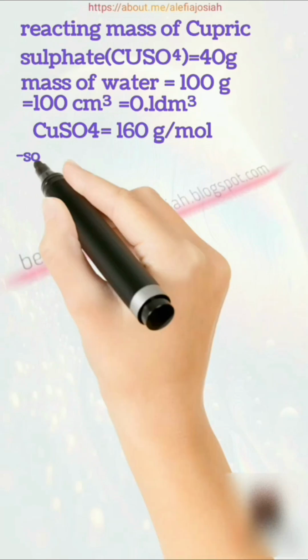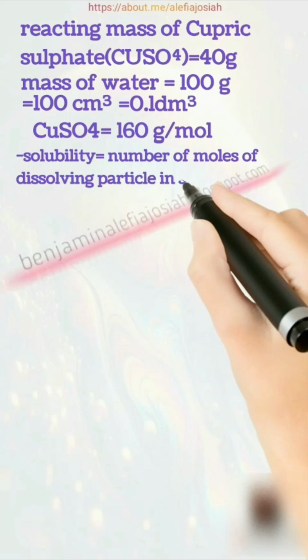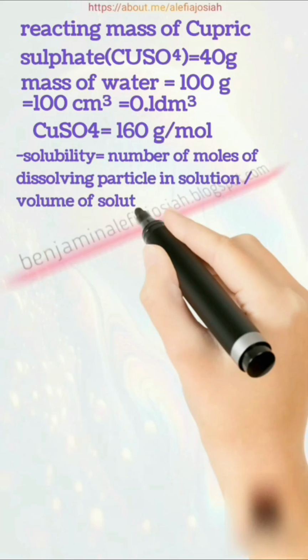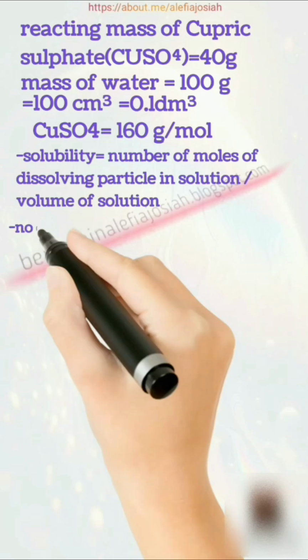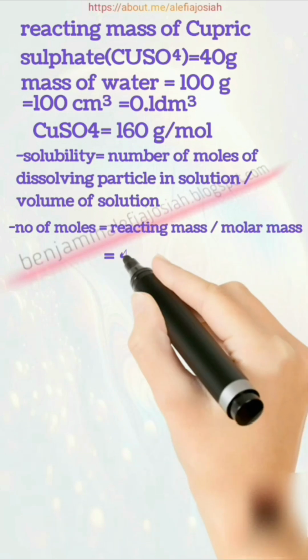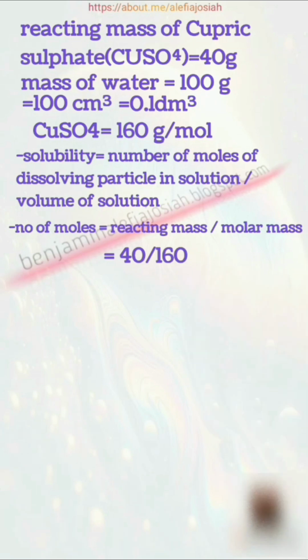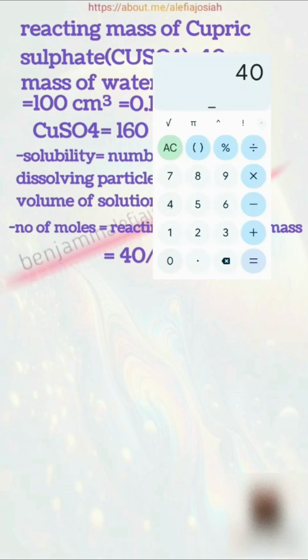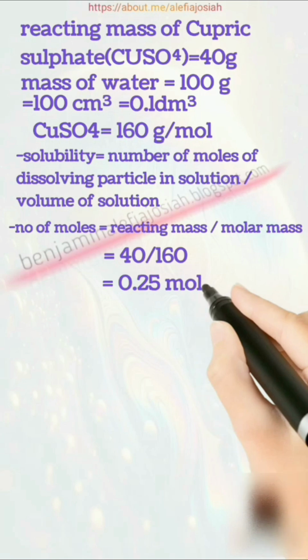So now we move on to bring out the formula for solubility so we can continue our solving. Solubility is equal to number of moles of dissolved particles in solution over the volume of solution. From our basic knowledge in chemistry, we know that the number of moles is equal to reacting mass over molar mass. And we know that the reacting mass is 40 g from our data, and the molar mass we calculated is 160. So we use our scientific calculator, 40 over 160. So we have an answer to be 0.25 mole.